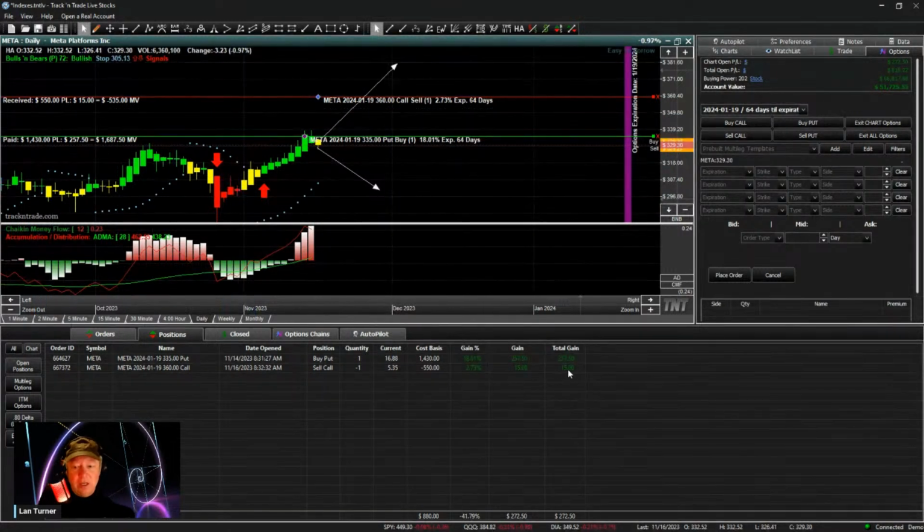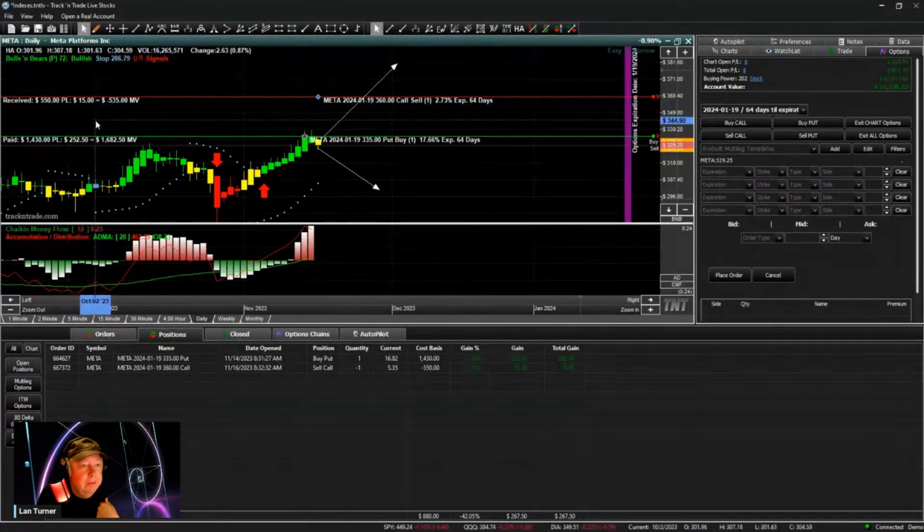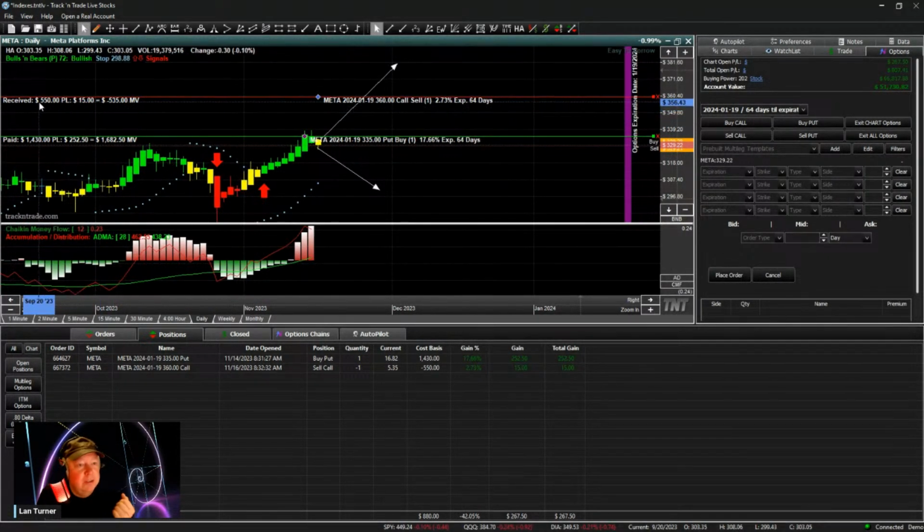So if you want to just take your $15, you could just cut it right now and take your $15 off the table, and you made $15. So that's 2.73%. That's about what you could get in a CD for a whole year on $550. So that's pretty good, right? So what am I missing here? I wanted to say something else.